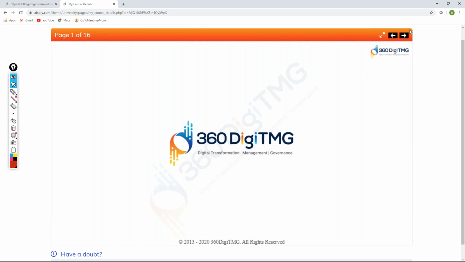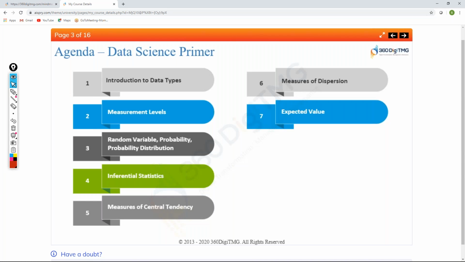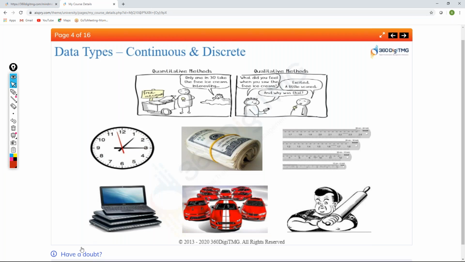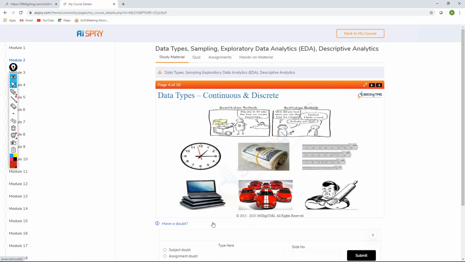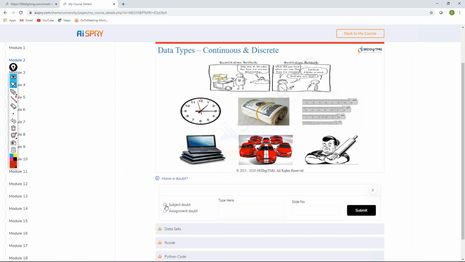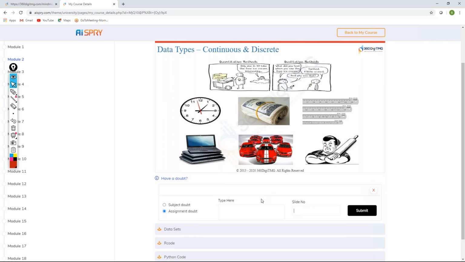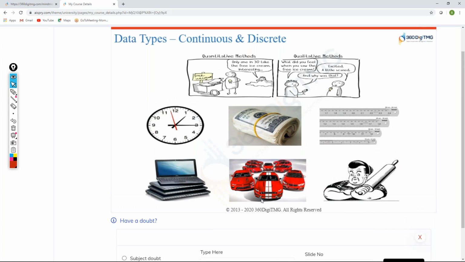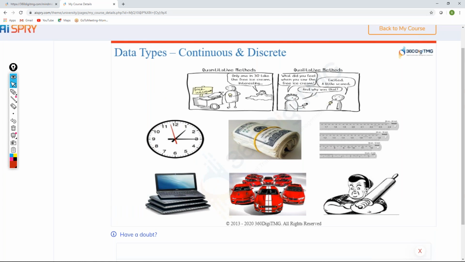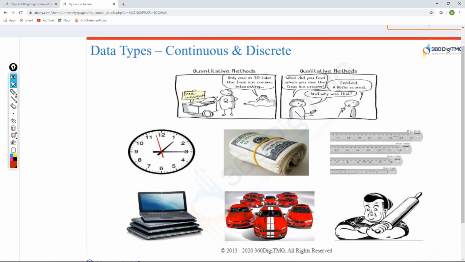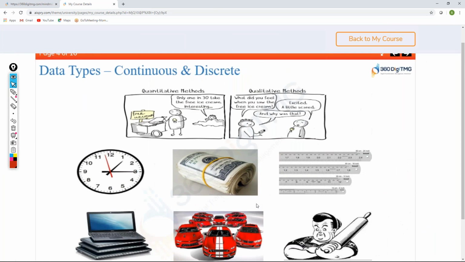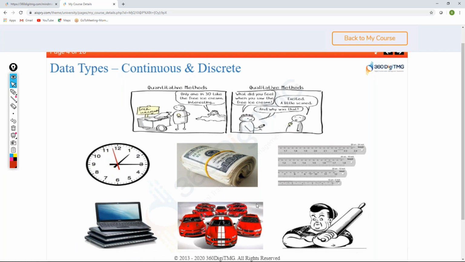If you have any doubts on any slide, you just need to click on have a doubt. The moment you click on have a doubt, it asks whether you have a doubt in the subject or on the assignment. Type in your question, the slide number, and submit. One of us would get back to you. We have a lot of junior trainers who support us, and they are going to get in touch with you and help you get clarity on that.